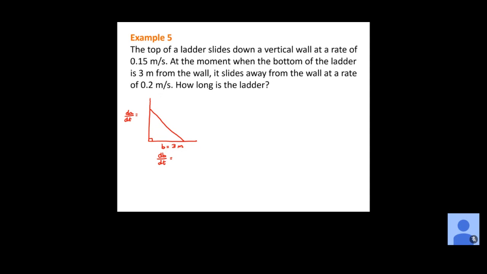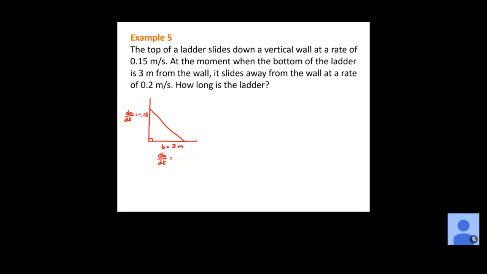Okay, good. 0.15 meters per second. Now, keep in mind here that this is sliding down that wall. So what do we need to do to that rate? Make it a negative, right? Because the length of that side is actually going to be getting shorter as we go through time. So this is going to be a negative 0.15.